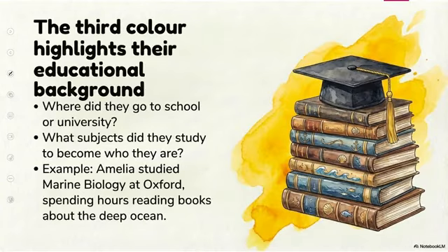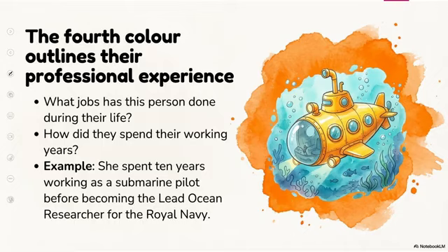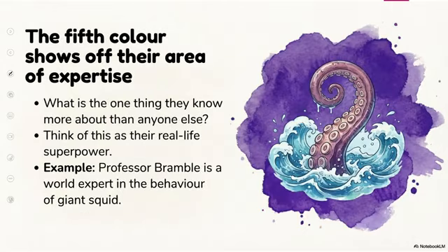The third color is telling about their educational background. Where did they go to school or university? What subject did they study to become who they are? Example: Amelia studied marine biology at Oxford, spending hours reading books about the deep ocean. The fourth tool or fourth color is their professional experience. What job they did, how they spent their working years. Example: she spent 10 years working as a submarine pilot before becoming the lead ocean researcher for the Royal Navy.